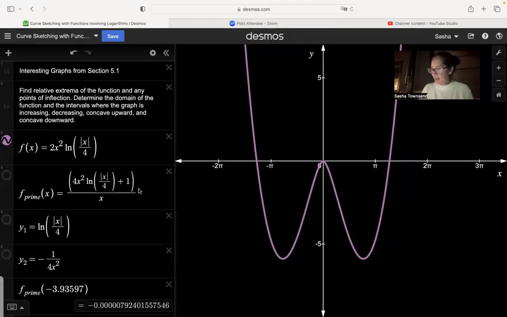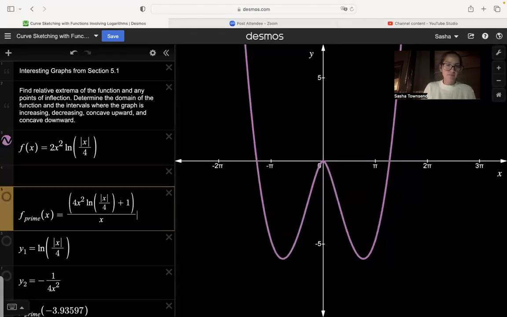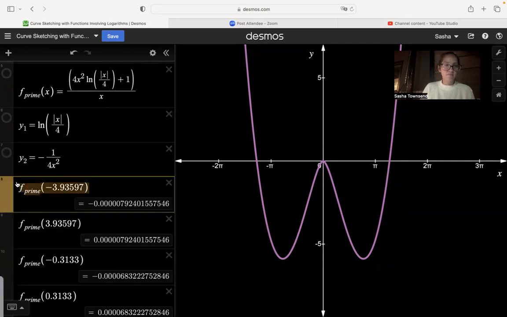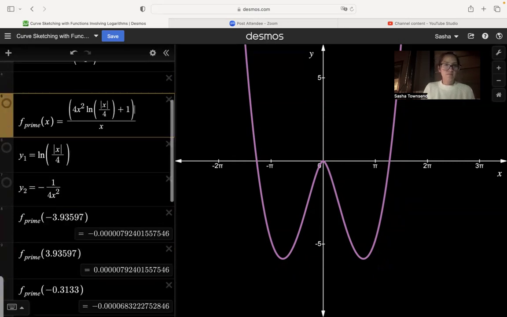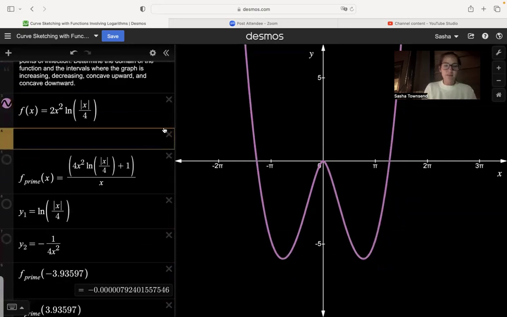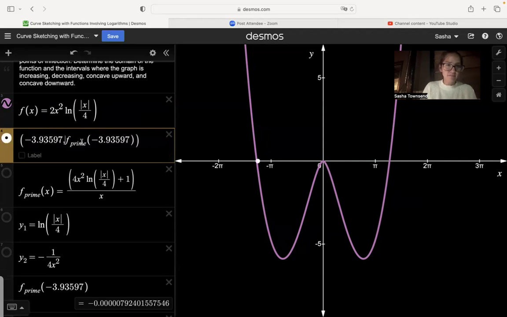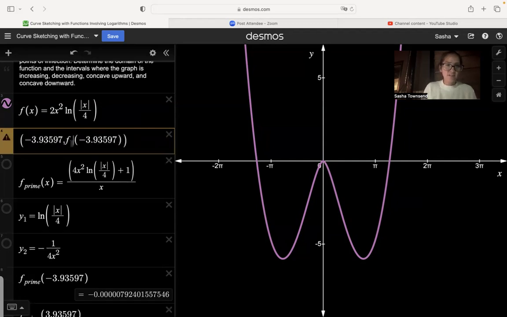So I claimed that I had a relative min at negative 3.94 and positive 3.94. So let's evaluate the function there. Oh, we already did, right? Oh, no, we evaluated the derivative at those values. So rather than evaluating the derivative at those values, let's evaluate the function there. So I have negative 3.93597. And I don't want the derivative, but the function itself.